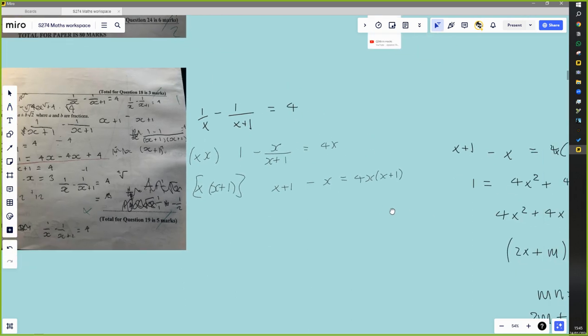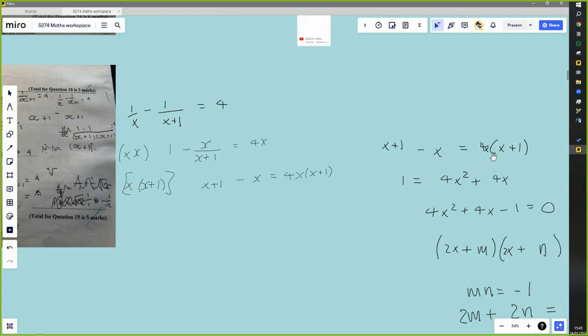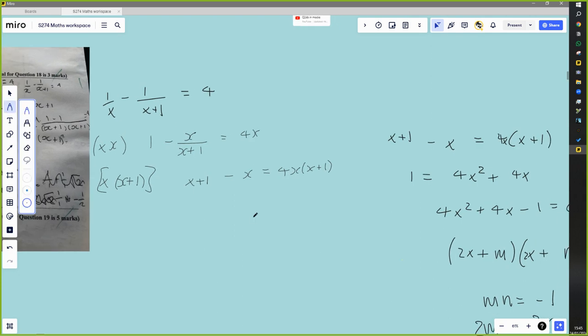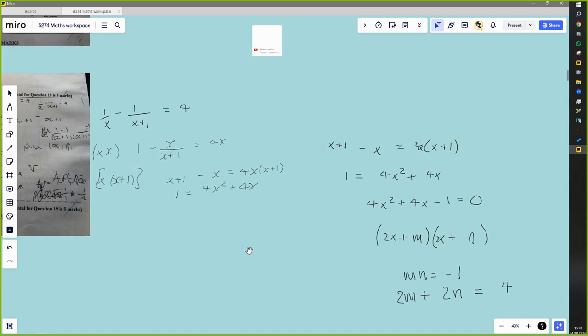Let's just double check that is what we've got there. Yeah, that's what I did. So still not sure what went wrong, if anything went wrong. So what I did next is I expanded and simplified. So we've got an x and an x here. x take away x is going to cancel out. So we have 1 is equal to 4x squared plus 4x. So that's going to be a quadratic equation.